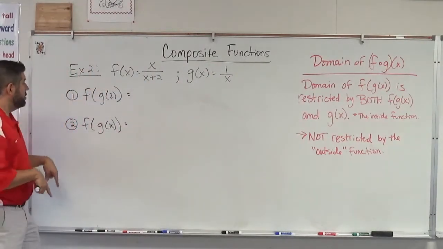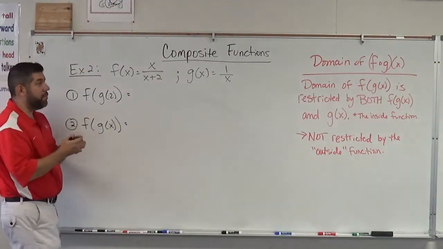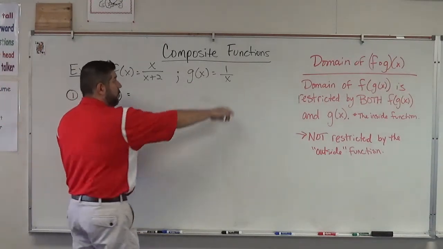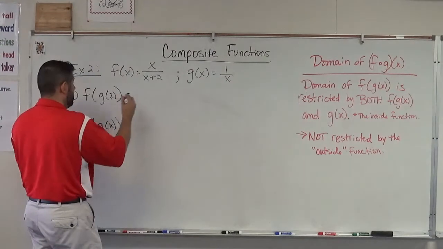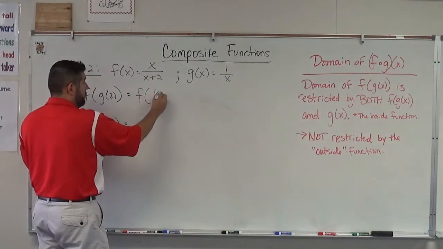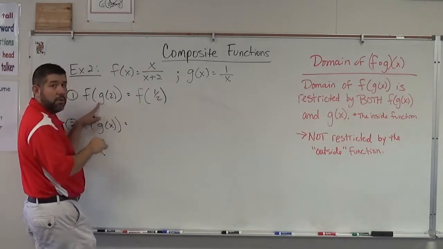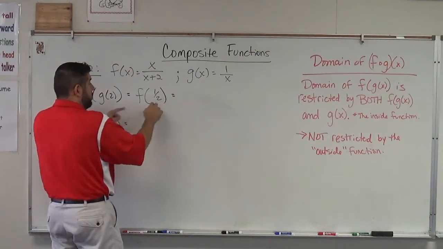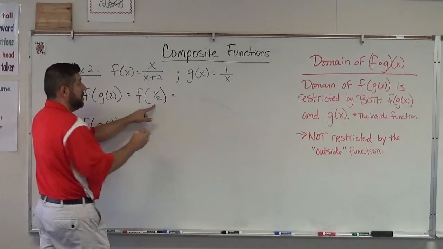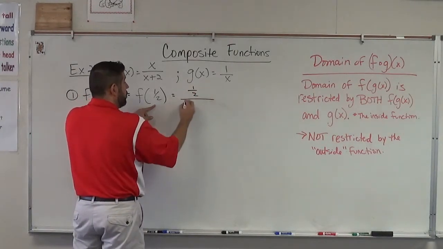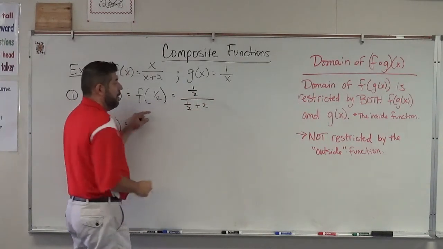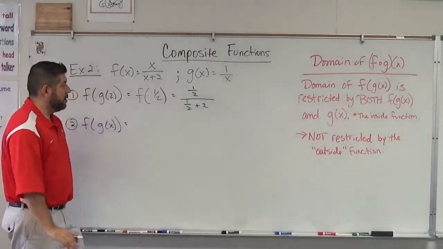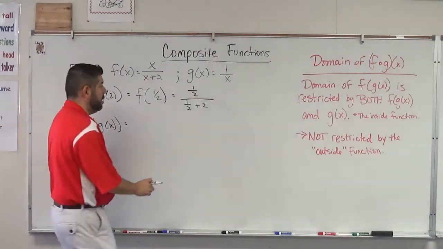Let's take a look. Let's first do f of g of 2. We plug in 2 for the g function, and we get 1 over 2, which is 1/2. So we have f of 1/2, because g of 2 was equal to 1/2. Then I'm going to plug 1/2 into my f function. I'm going to get 1/2 over 1/2 plus 2. Oh my goodness! I've got fractions within fractions. So let's take care of that.